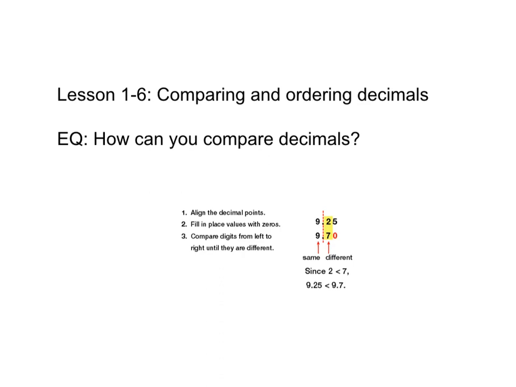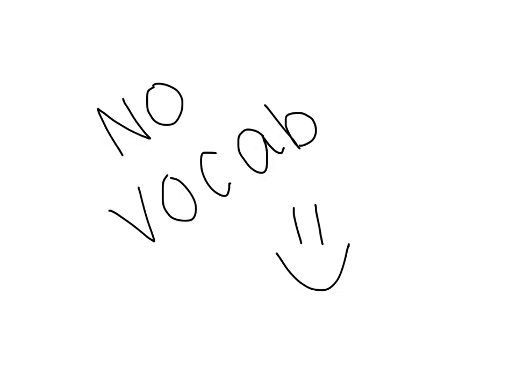This is lesson 1-6, comparing and ordering decimals. Our essential question: how can you compare decimals? This picture is showing the steps that we're going to take. We're going to line up the decimal points. If there are any missing values, we're going to put in zeros, and then we're going to compare left to right. There's no vocab for this lesson.